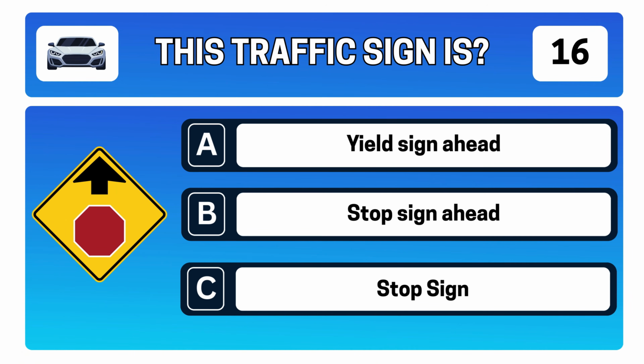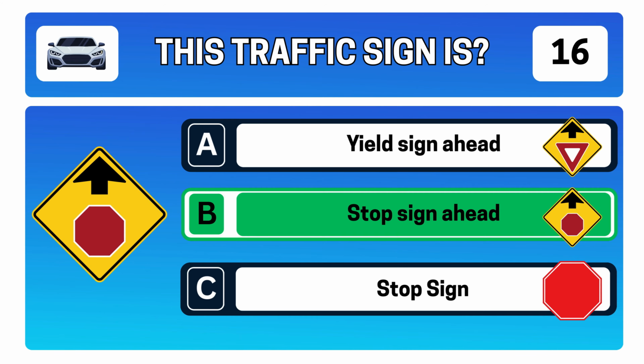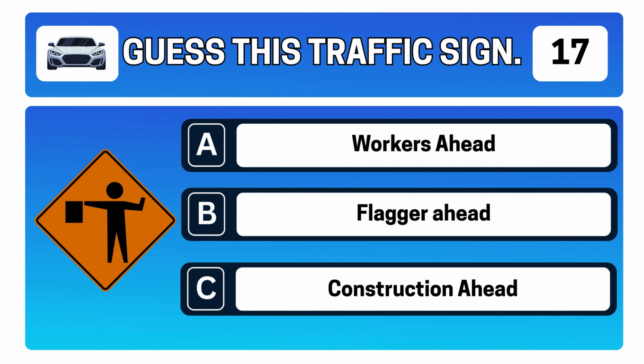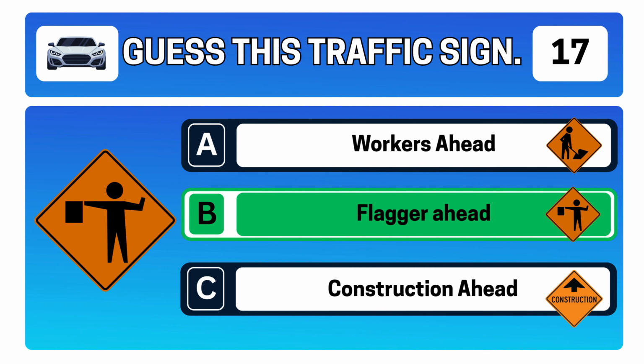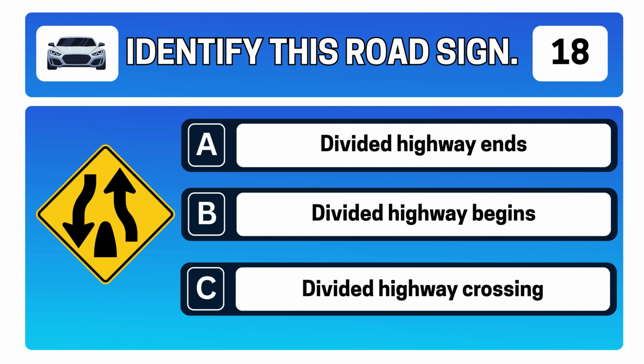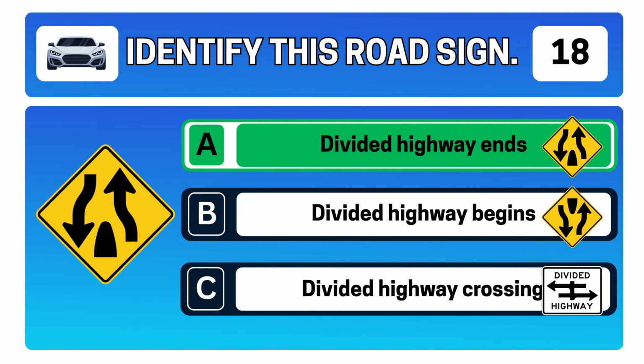This traffic sign is great. This is the stop sign ahead sign. Guess this traffic sign. Well spotted. This is the flagger ahead sign. Identify this road sign. Exactly. This is the divided highway end sign.